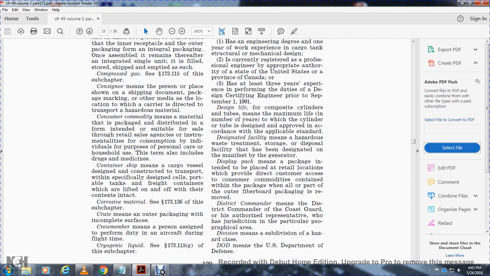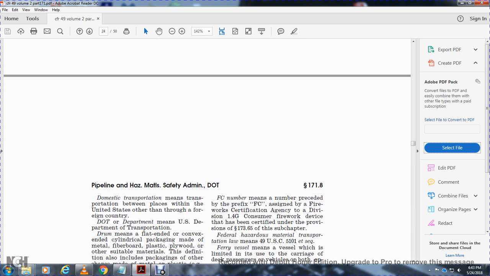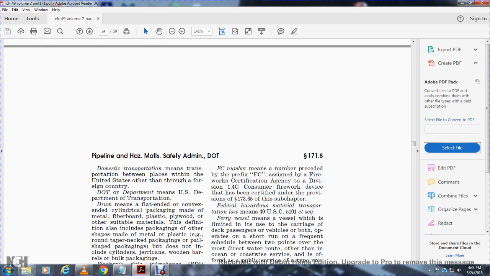District commander means the district commander of the Coast Guard, or an authorized representative, of his jurisdiction in the particular geographical area. Division means a subdivision of a class. DOD means Department of Defense. Domestic transportation means transportation between places in the United States other than in a foreign country. DOT means the U.S. Department of Transportation. Drum means a flat-ended or convex-ended cylindrical packaging made of metal, fiberboard, plastic, plywood, or other suitable material. This also includes packagings of other shapes made of metal or plastic, such as round tapered-neck packagings or pail-shaped packagings.